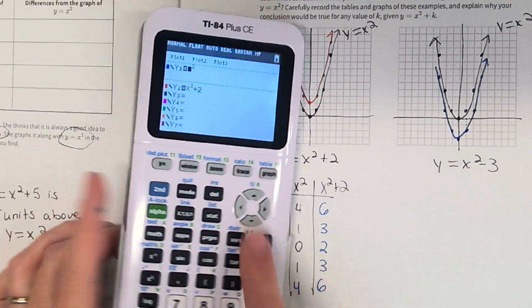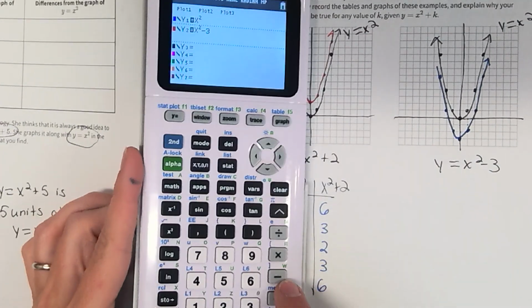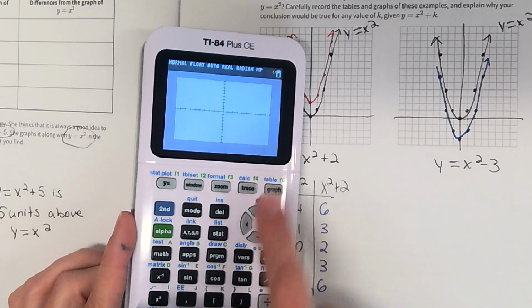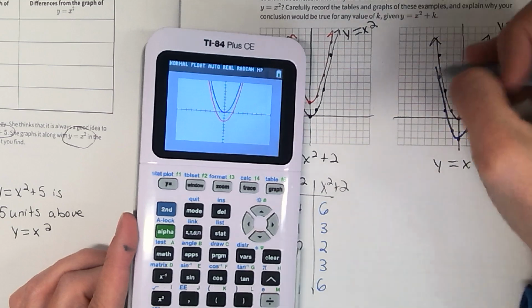Let's see what that looks like if we put it into our technology here, into our graphing calculator. -3. Make sure you're using the subtraction key in there. All right, let's go to our graph. There's the first one. There's the next one, exactly as we thought.